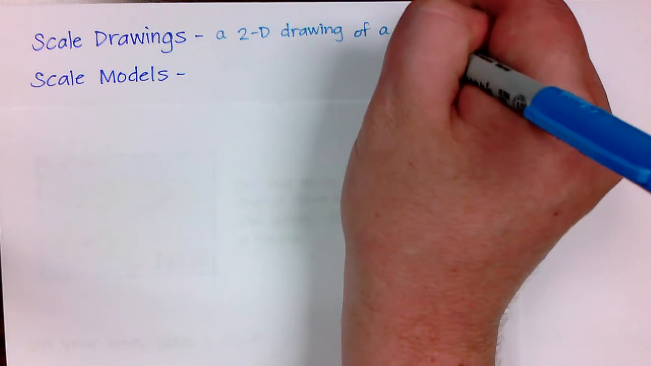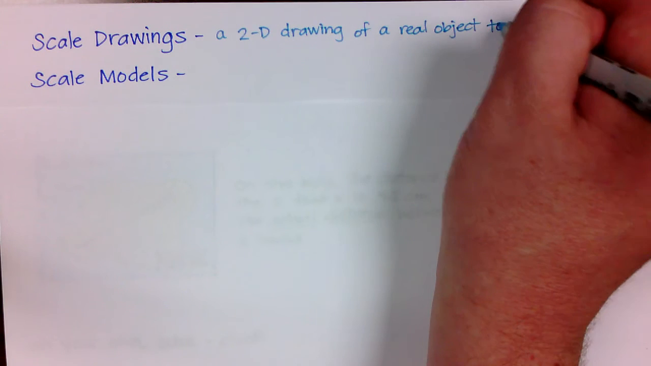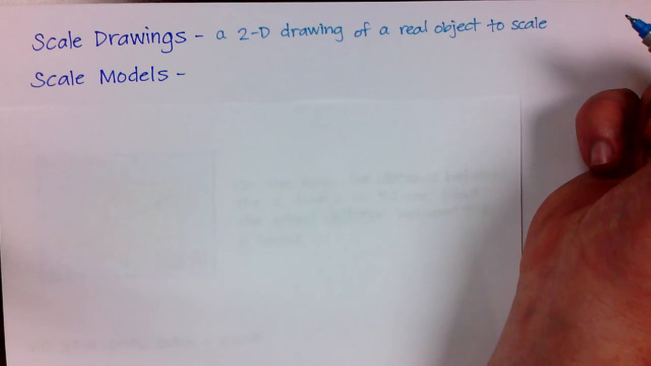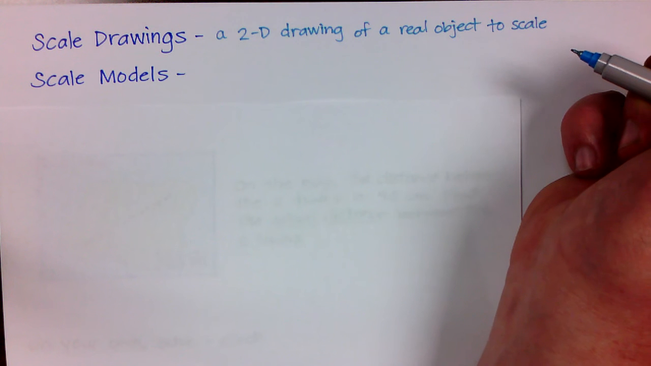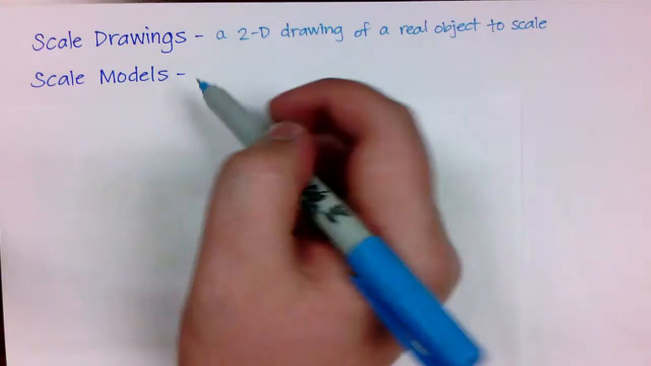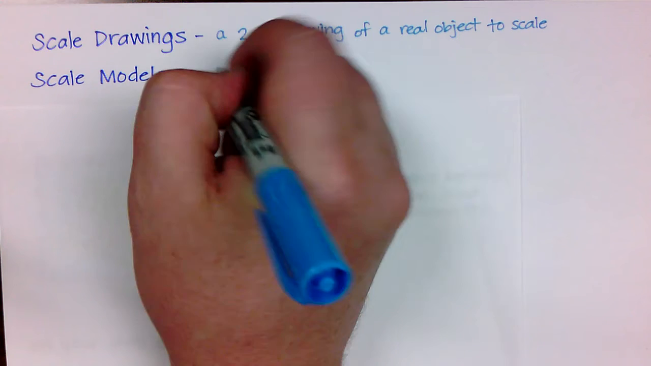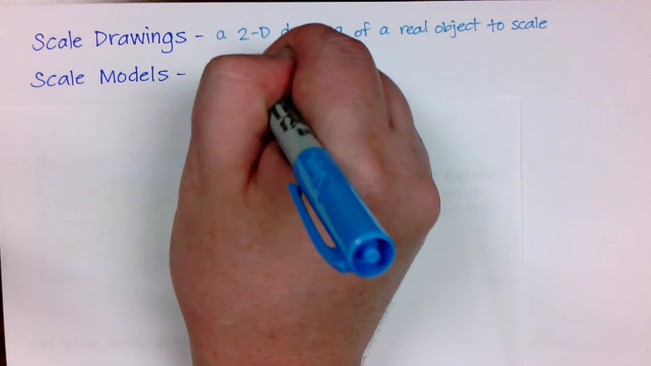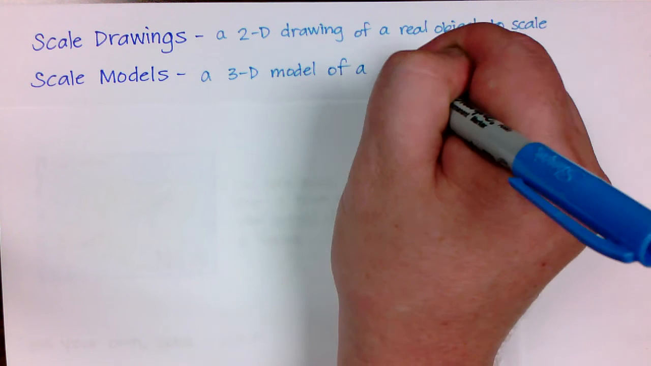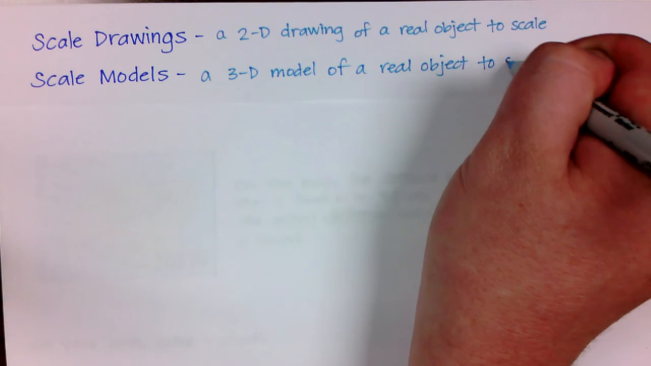of a real object to scale. So it's not just like a kindergartner trying to draw the state of California. It's a drawing that's very, very well done. It's just to scale. And similar to a scale model, this is something that you might do if you're going to make a model of a mission. Okay, it's a three-dimensional model of a real object to scale.